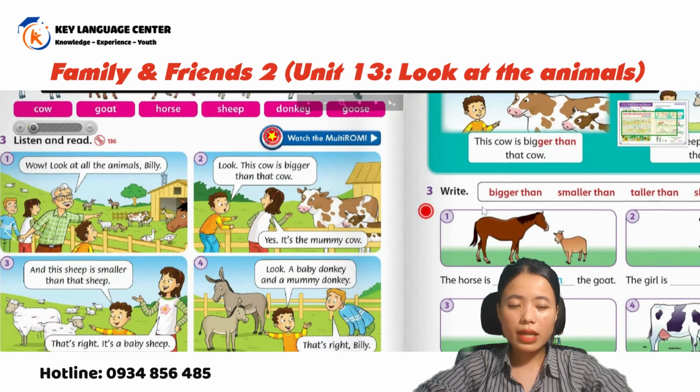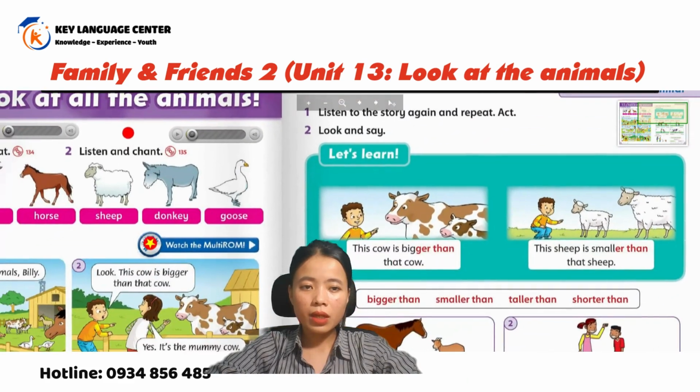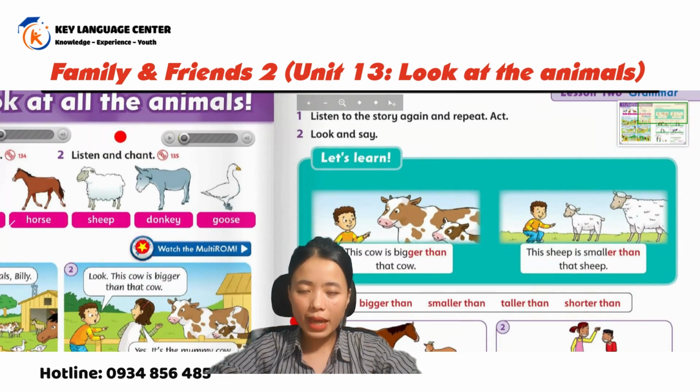Now we move to lesson 2, grammar. We will learn how to compare two objects. We add -er to short adjectives and use "than". For example, here I have the word big. I add -er and use "than" to compare. So big becomes bigger than.